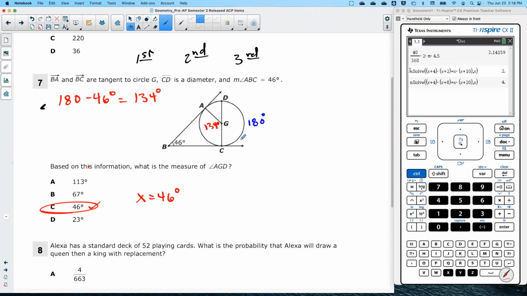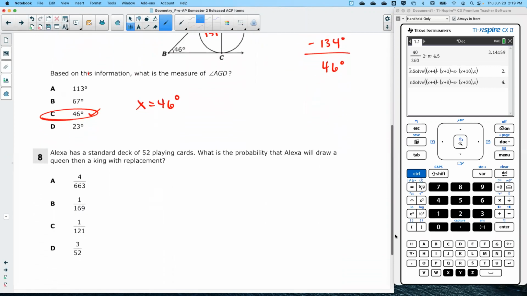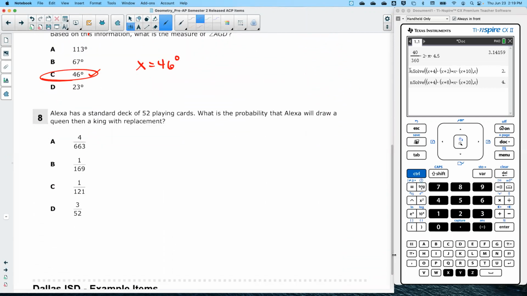And then the circle has how many total degrees? 360. So if you take away the 180, you got 180. And then you take away the 134, and we get 46. That works as well. More than one way to solve a math problem. They all got the same answer. All right. Good job.